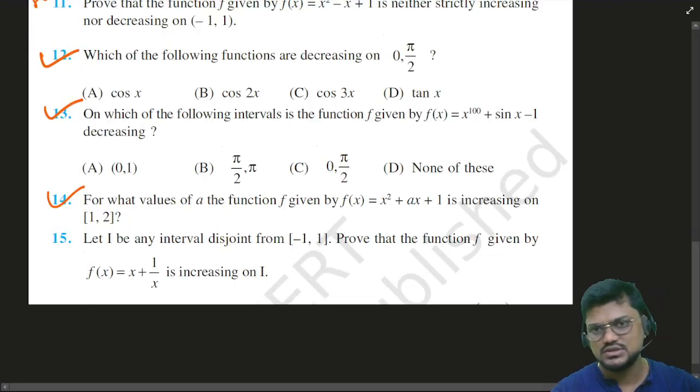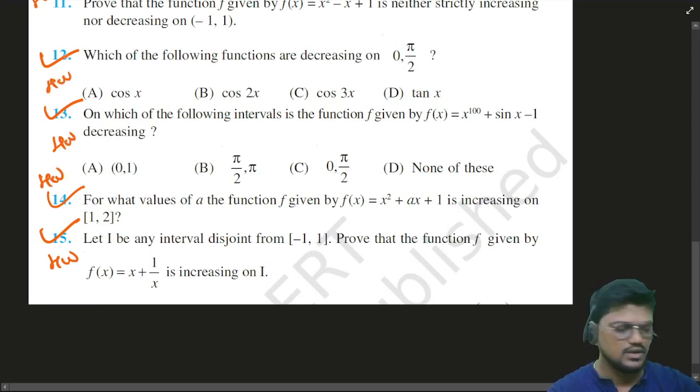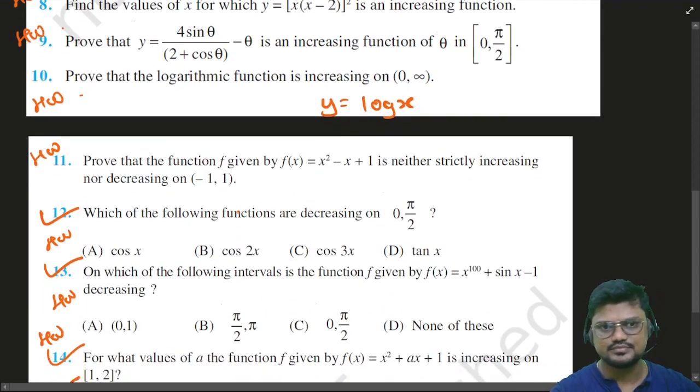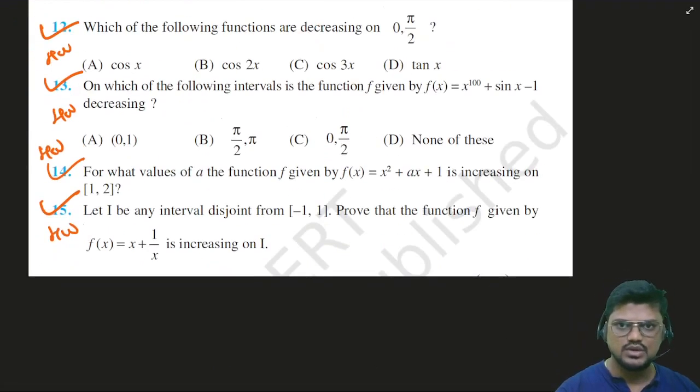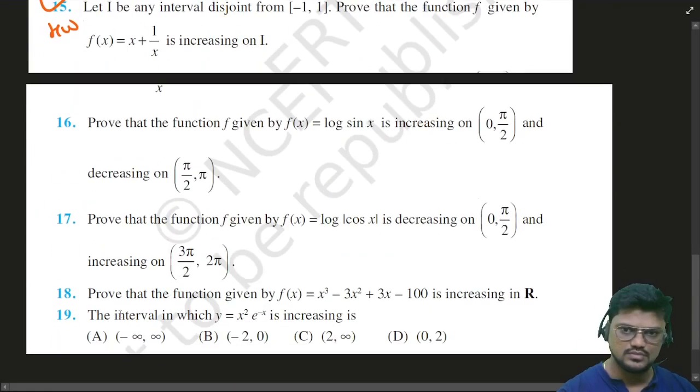Now, the next question. This question is also done. Please try doing all these sums in your homework. Okay, all the sums which I have done, try doing them in your homework. Now the next sum. Okay, let me open the exercise first.